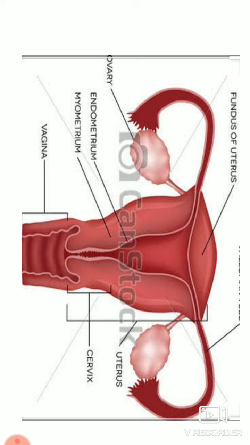And the last layer, the innermost layer, is endometrium. It is the mucous lining of uterine cavity. There is no submucous layer, and the endometrium is directly opposed to the muscle coat.